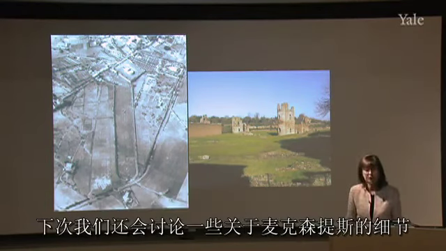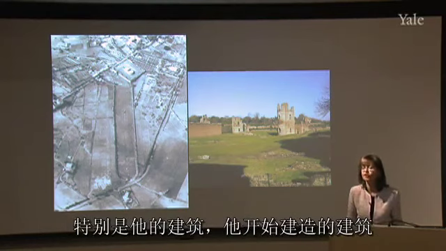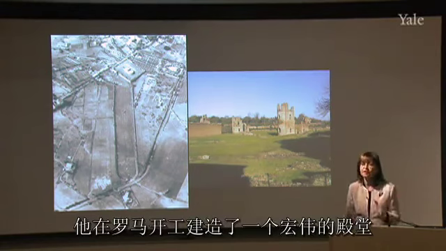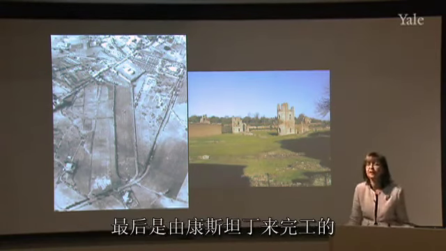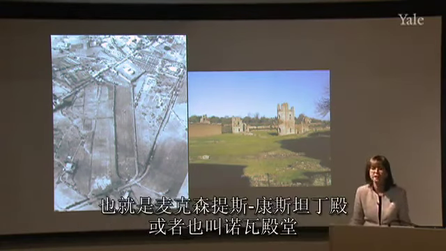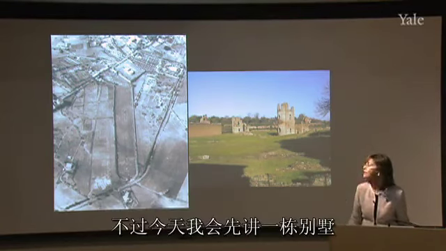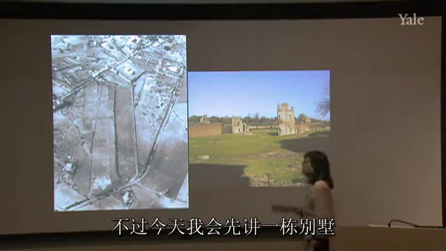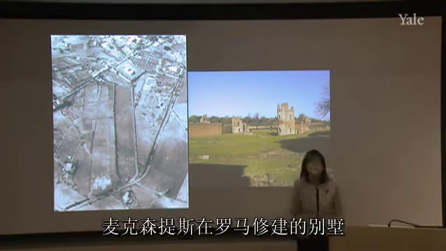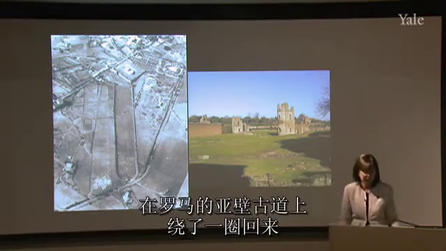But I just want to mention, and we'll talk about Maxentius in some detail next time, especially his beginning construction on a great basilica in Rome that Constantine eventually finished, the so-called Basilica of Maxentius and Constantine, or the Basilica Nova. But I want to mention just in passing today a villa that Maxentius built in Rome, on the Via Appia in Rome.